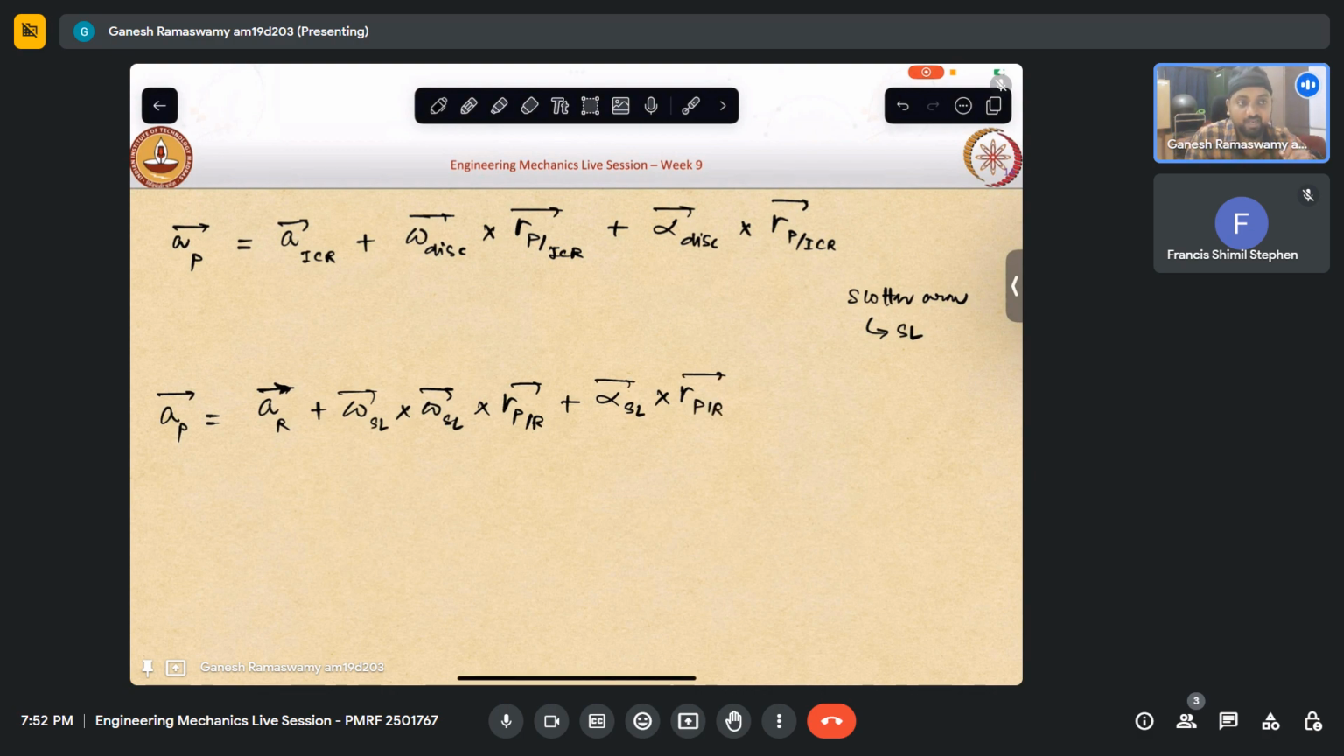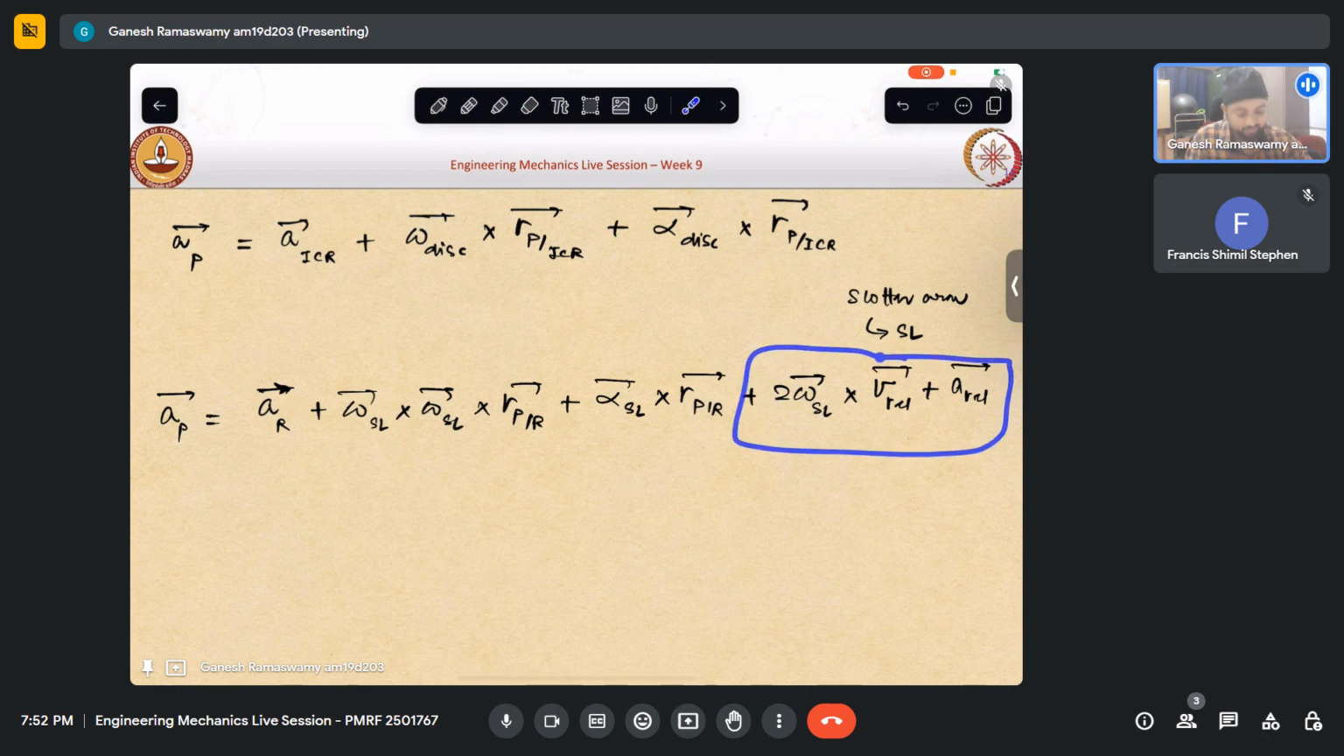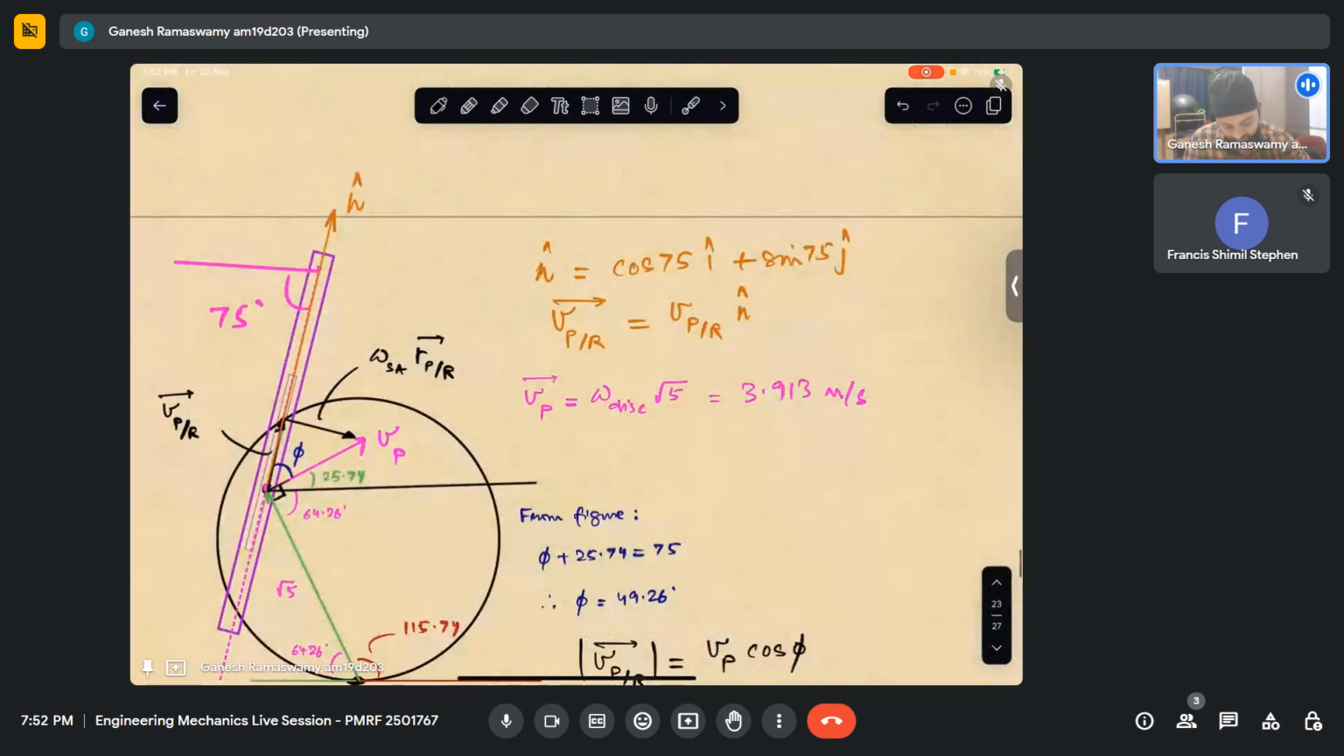Since this is rotating and I'm having relative velocity, I will have a Coriolis component: omega of the slotted arm crossed with V relative, plus A relative. So these two additions come in when I have my rotating frame of reference. What is VREL? VREL is what we calculated here.